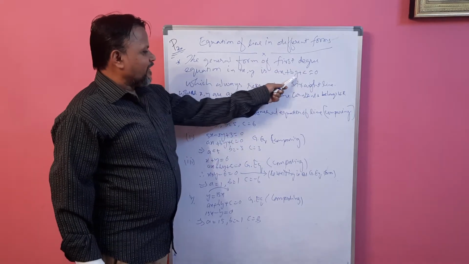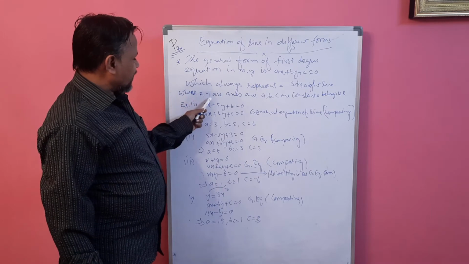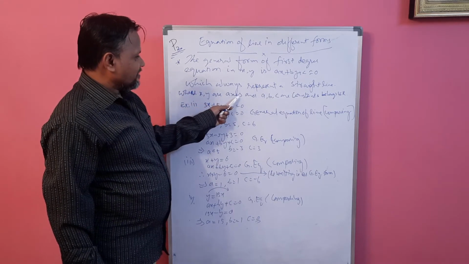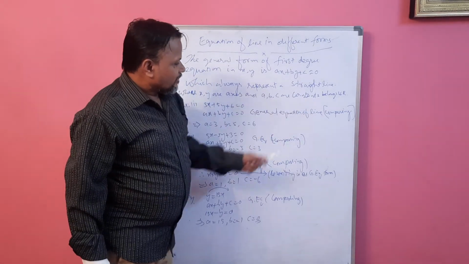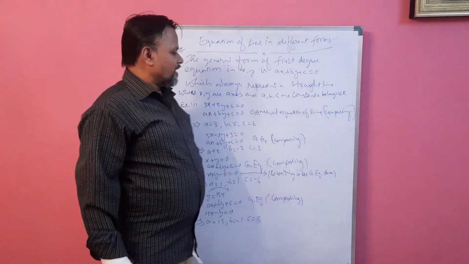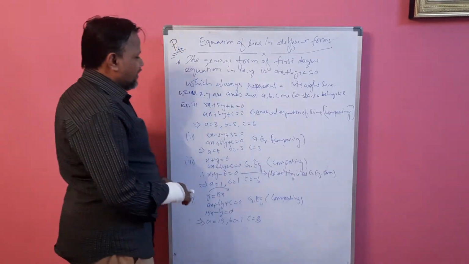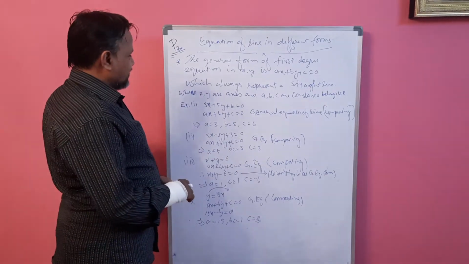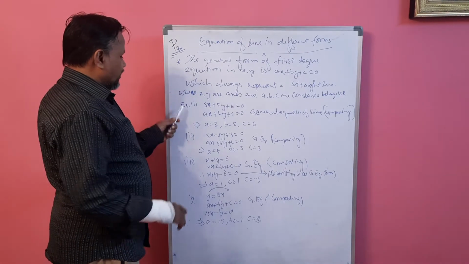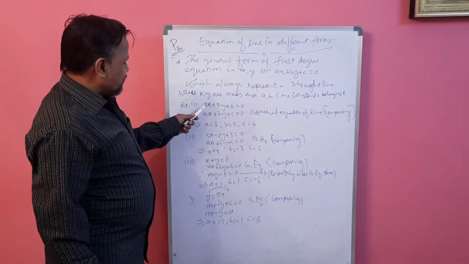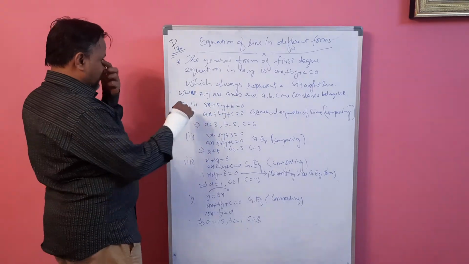It is in x and y variables, where x and y are axes and a, b, c are constants, belonging to real numbers. So a, b, c are constants, x and y are variables, or here we take them as the x-axis and y-axis. Now see this example, 3x plus 5y plus 6 equal to 0 is an equation.